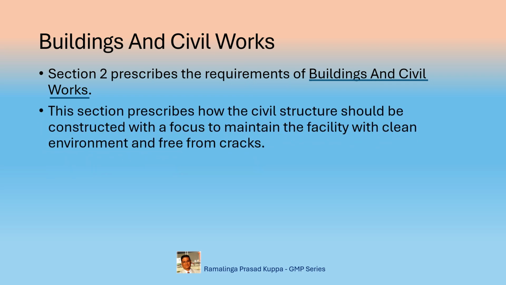This section prescribes how the civil structure should be constructed with a focus to maintain the facility with clean environment and free from cracks. Walls, ceiling should be impervious with the manufacturing activity and the exposed surfaces should be non-shedding. Wall to floor, wall to ceiling corners should be curved to make the cleaning process easy and effective. If it is designed vertically at 90 degrees from floor to wall or wall to ceiling, there is a possibility of accumulation of previous product dust and it becomes hard to clean. The cleaning will be still complex when the product residues dry out.